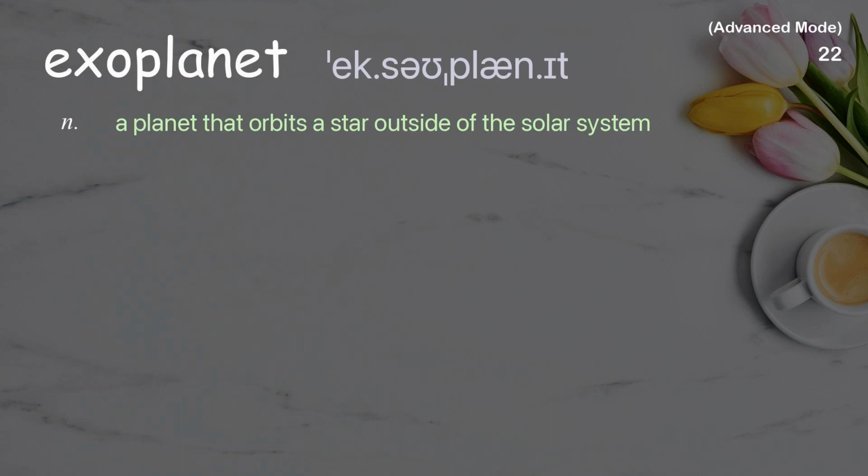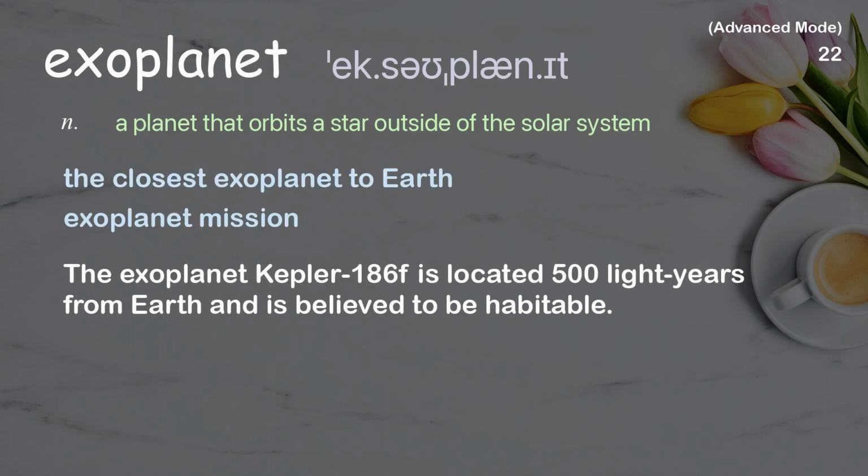Exoplanet. A planet that orbits a star outside of the solar system. Examples: The closest exoplanet to Earth. Exoplanet mission. The exoplanet Kepler 186f is located 500 light-years from Earth and is believed to be habitable.